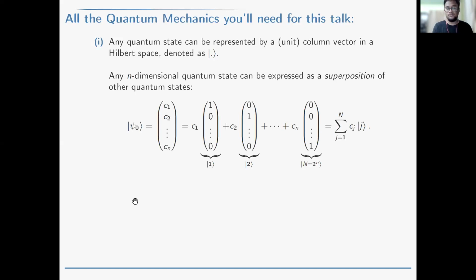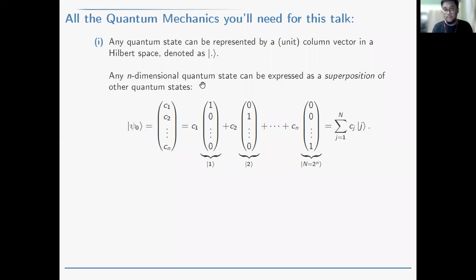Any n-dimensional quantum state is represented by a column vector of this form, where the entries of this column vector are C1, C2, up to Cn. And one of the things in quantum mechanics is that any quantum state can be expressed as a linear combination of other quantum states. The technical term is that it can be expressed as a superposition of other quantum states. As you can see, I can express this column vector as a linear combination of these individual column vectors. I can label each column vector by the position where the entry 1 is. So it's C1 times this column vector, C2 times this column vector, Cn times this column vector. It's very simple.